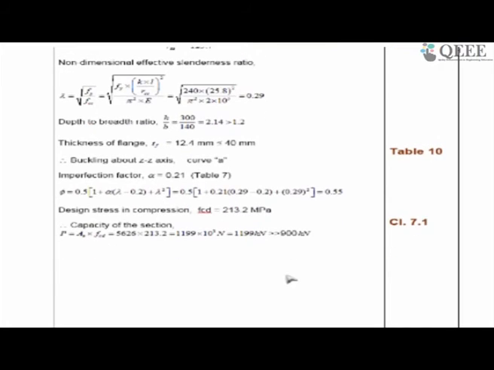So instead of going from the table, now I am calculating phi, lambda and all that, and then FCD comes out as 213. I can also use the tables, and capacity comes out as 1199. So it's much higher, but I can't reduce because YY is governing. So I will not be able to do anything about this. So we accept the design. Okay. So it's just safe and also very economical, I would say.